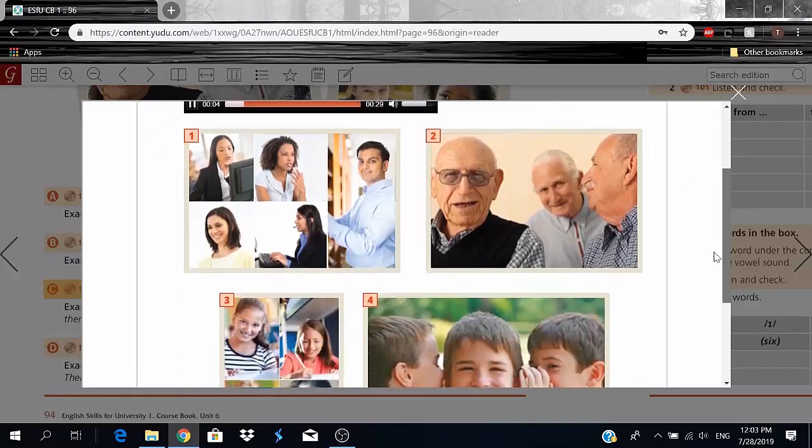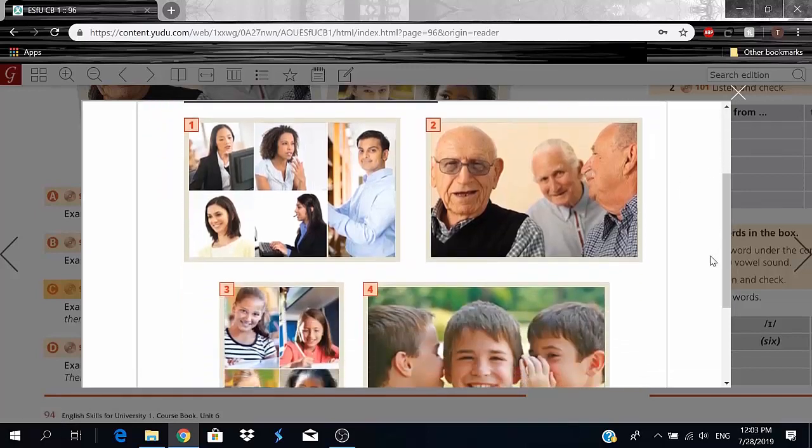97. Exercise C. Listen and answer. How many boys are there in the pictures? How many girls are there in the pictures? How many adults are there? How many children are there? How many people are there? How many male people are there? How many female people are there?